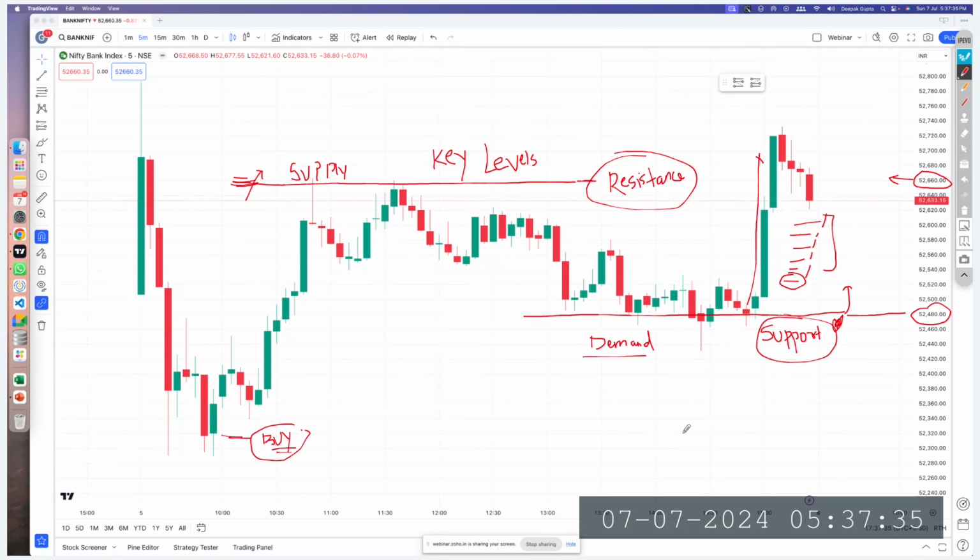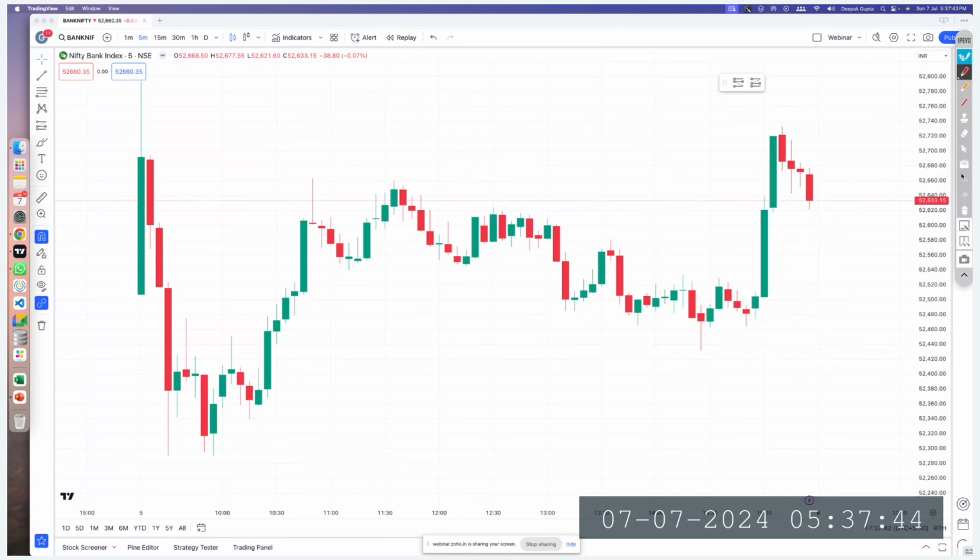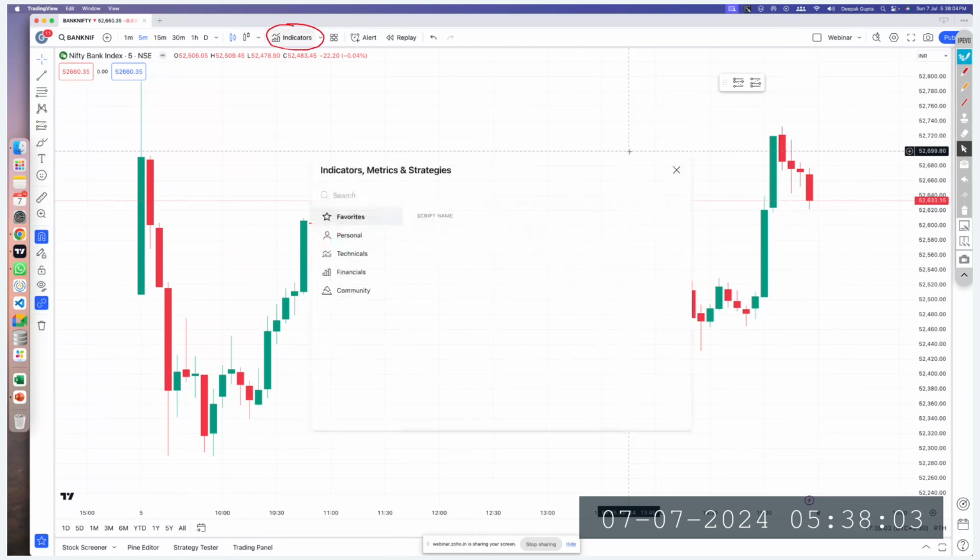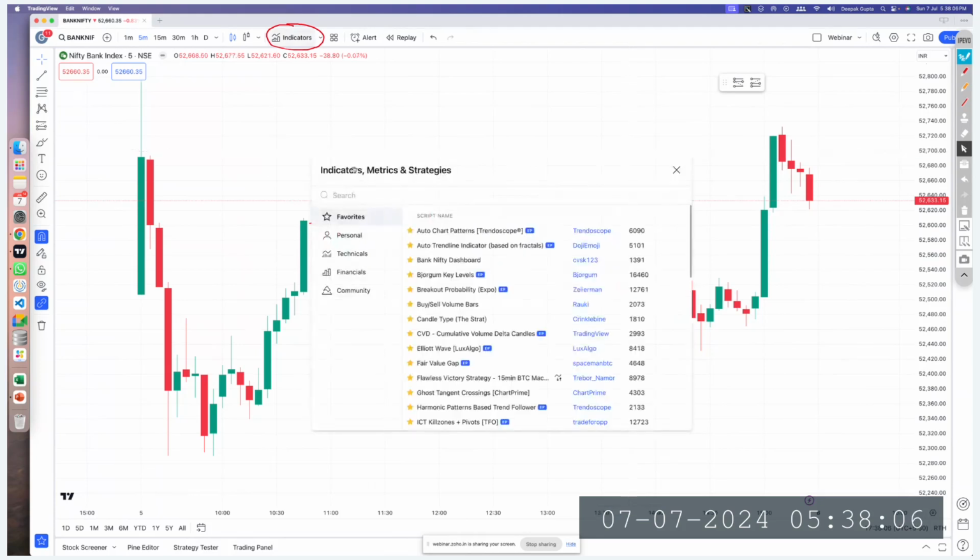Right? So how do we identify these support and resistance zones? All we have to do is go to the indicator tab on the top toolbar. So you see this indicator section. This is where you will find all the indicators. You can also press the keyboard shortcut /. It will open all the indicators, metrics and strategies view.